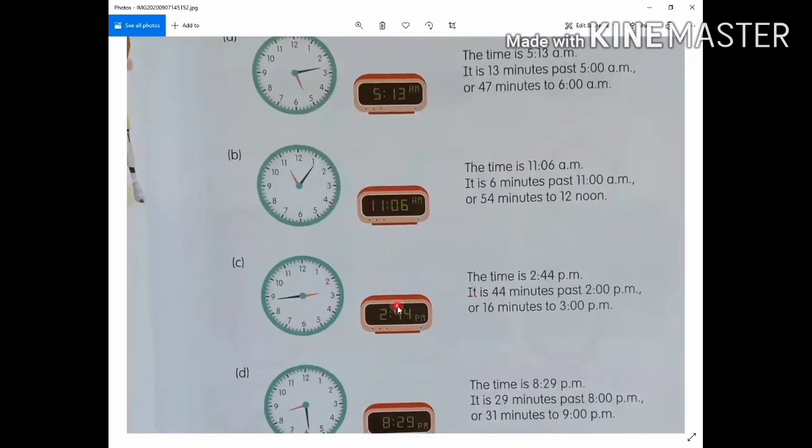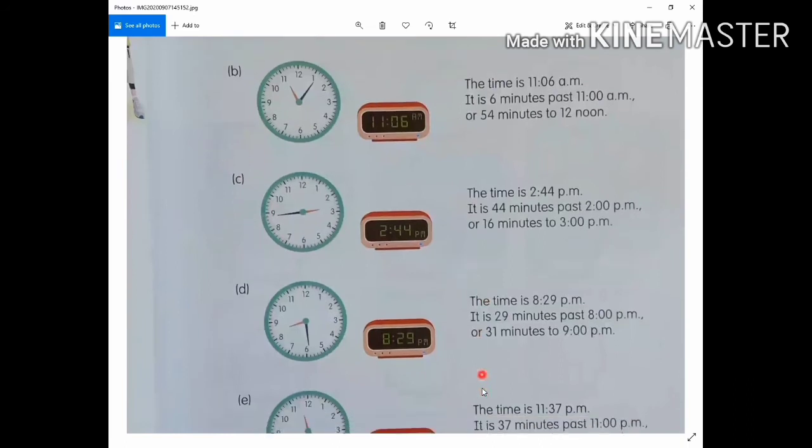Part C, look at the clocks. The time is 2:44 p.m. Or we can say that it is 44 minutes past 2 p.m. And then also we can write 60 minutes to 3 p.m. And then part D, the time is 8:29 p.m. Yes, correct. It is 29 minutes past 8 p.m. Or you can say that it is 31 minutes to 9 p.m.